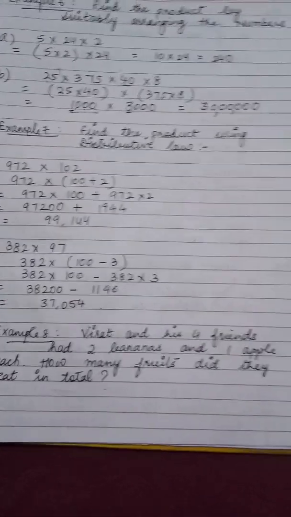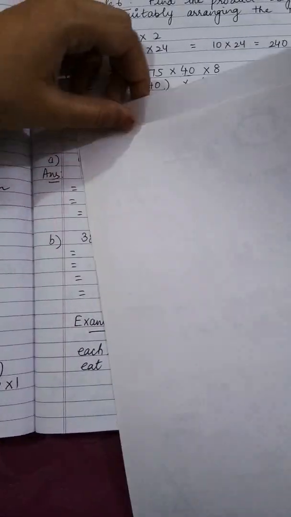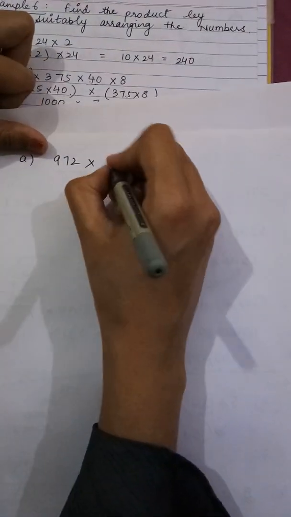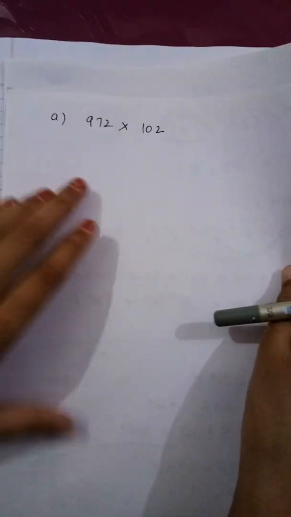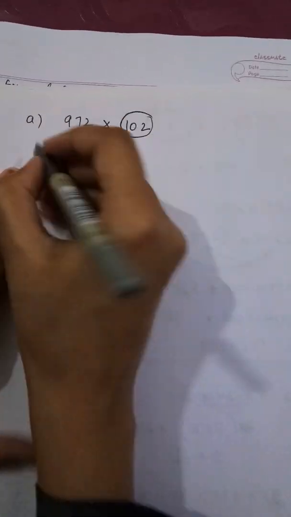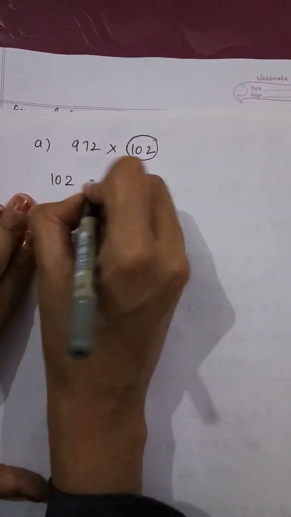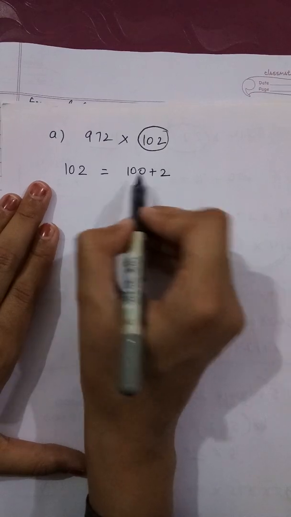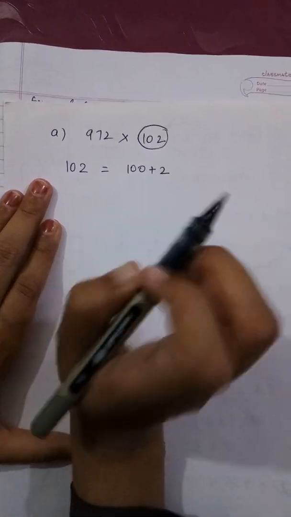How are you going to find this by using distributive law? See, first you have to multiply 972 by 102. See how you are going to do it. It is very easy for me to expand 102. How will I expand 102? 102 can be written as 100 plus 2. Because I have to expand it, I am writing it as 100 plus 2.